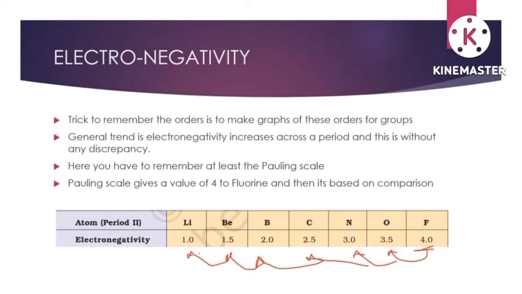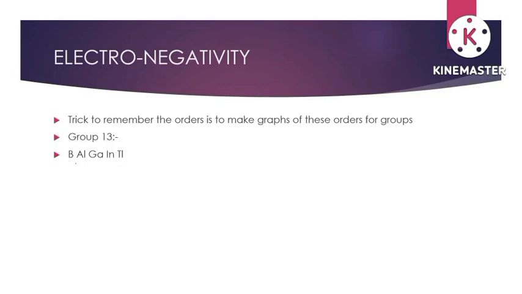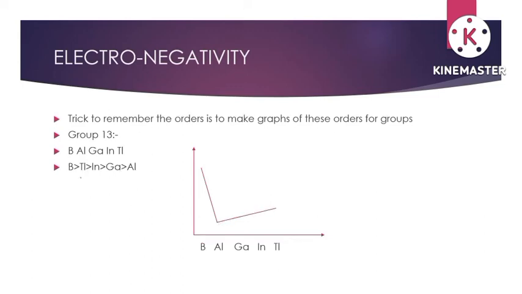Okay, now the trick to remember this order is to make a graph of this group. Here you can see the graph steeply decreases downward and then increases slightly. Okay, so the order will be like this: B greater than Tl, greater than In, greater than Ga, greater than Al. Okay, Al is the least of them.